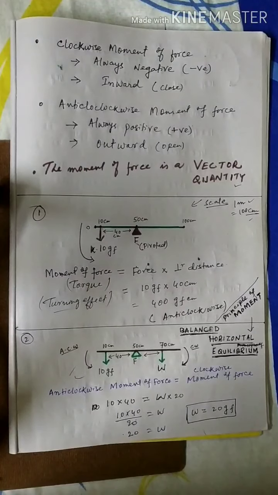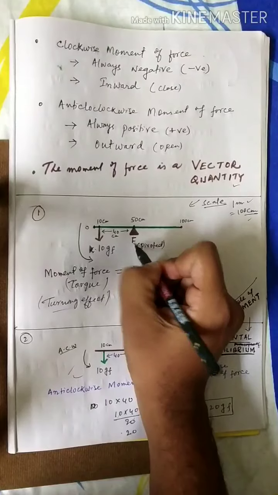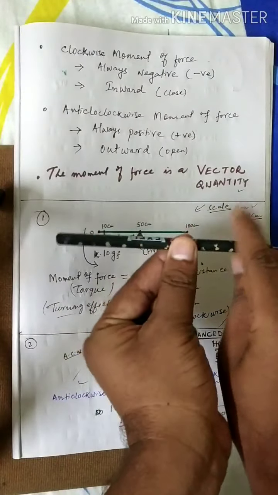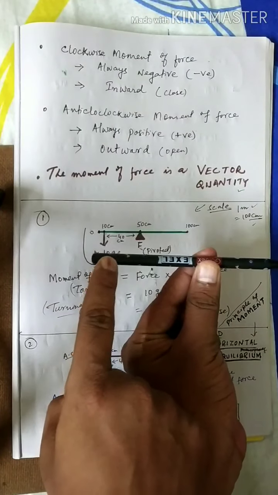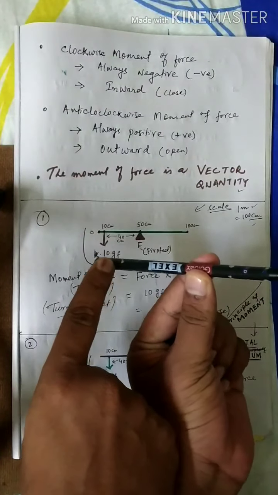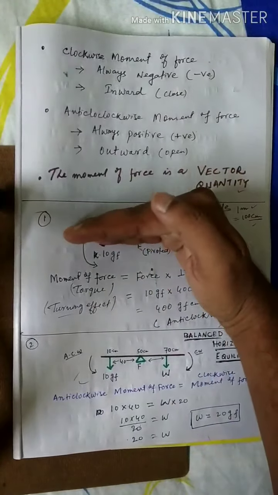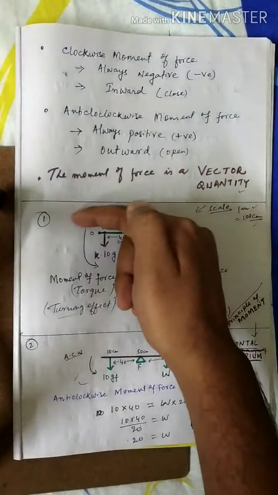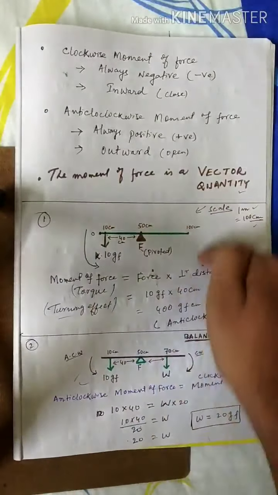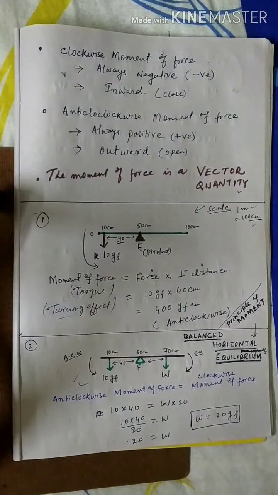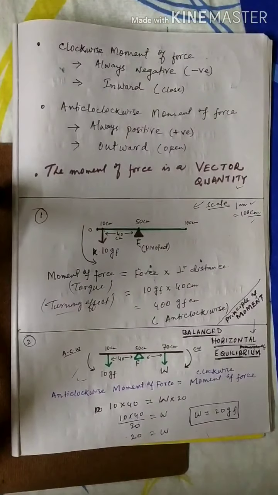Now this one is the fulcrum, the pivoted point. At this point, the scale rotates. So what happens if you put a load here? Then this will rotate like this. This will go down. It means it will rotate anti-clockwise. Okay, simple.